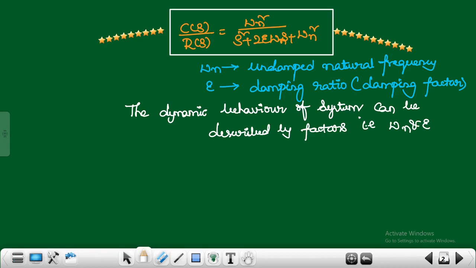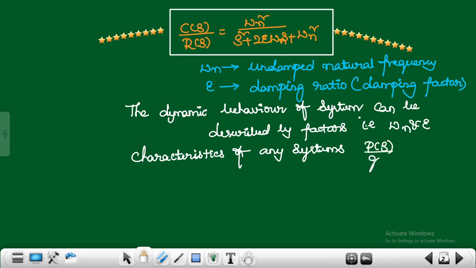Whenever you want to define the characteristics of any system, how are we going to define it? Let us consider the transfer function is P of s divided by Q of s. If you make the denominator equal to 0, that is called the characteristic equation. So Q of s will become 0. In this second order system, Q of s will be s square plus 2 zeta omega n s plus omega n square is equals to 0.